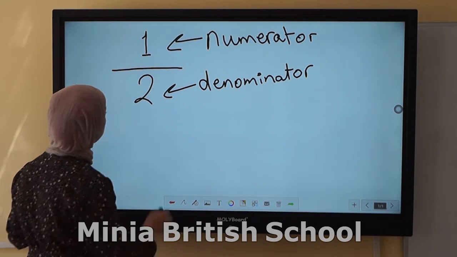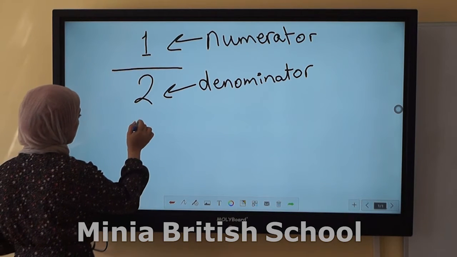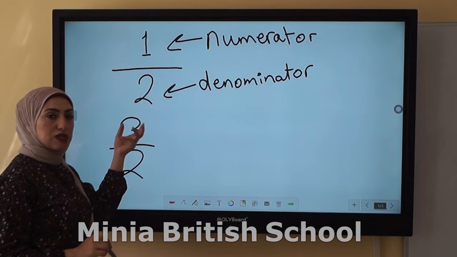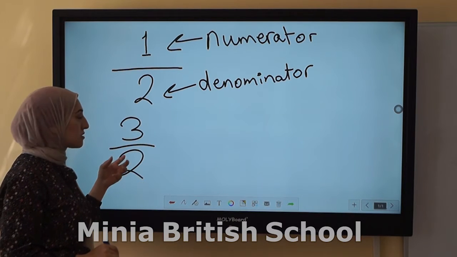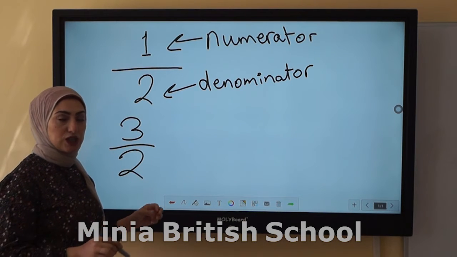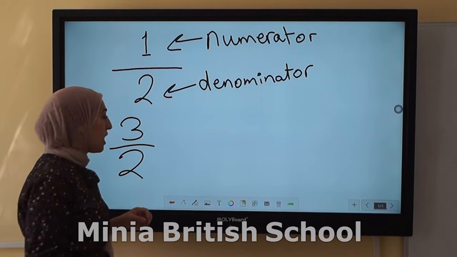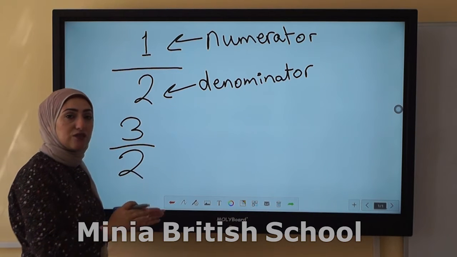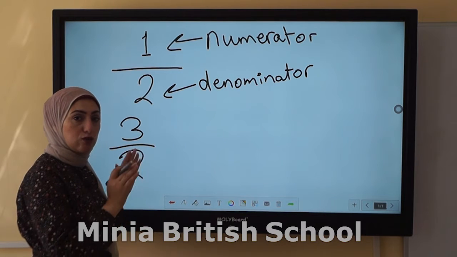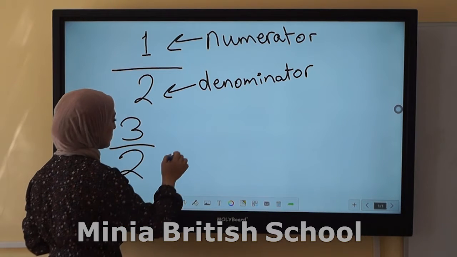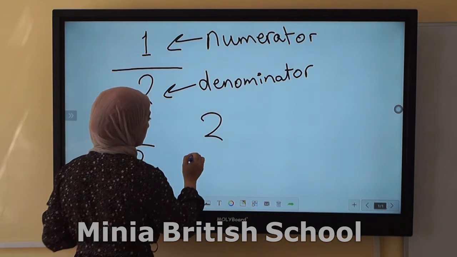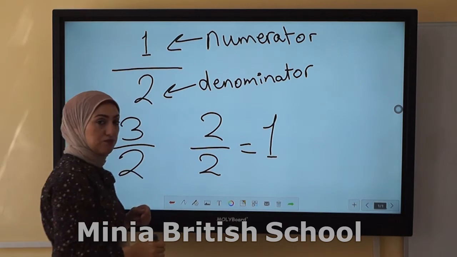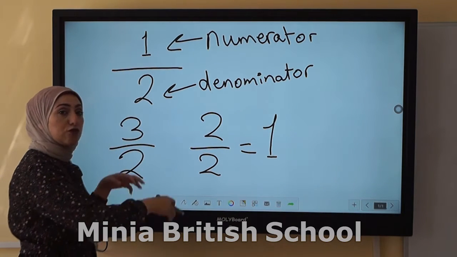Proper fraction. If it is, for example, 3/2, the numerator is greater than the denominator, this is called improper fraction. Improper fraction. And this improper fraction means it's greater than 1. Why? Because 2/2 equals 1. Okay? And this is 3/2.